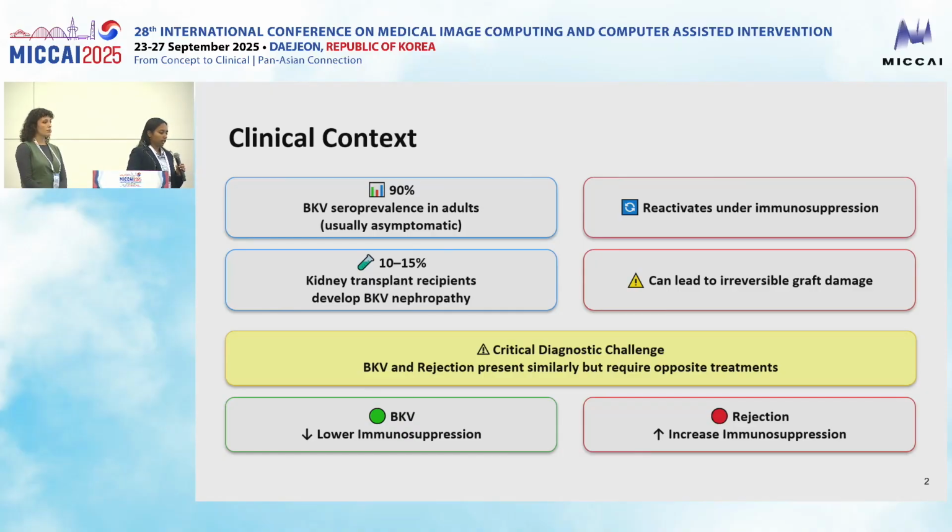Therefore, it's a critical diagnostic challenge, especially to distinguish BK virus from rejection, which require opposite treatments. BKV requires lowering immunosuppression, while rejection requires increasing immunosuppression.